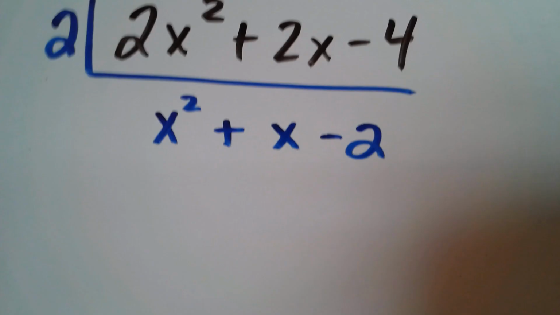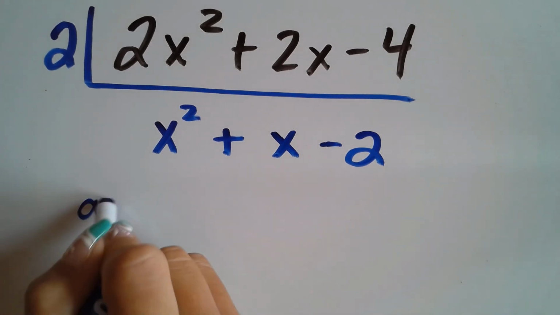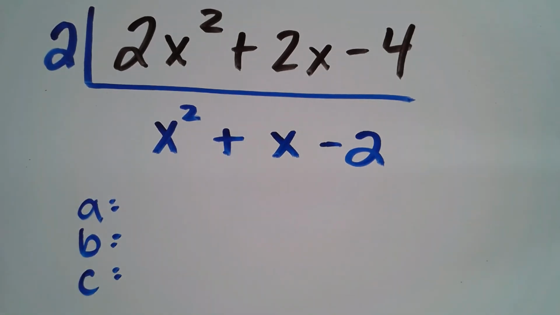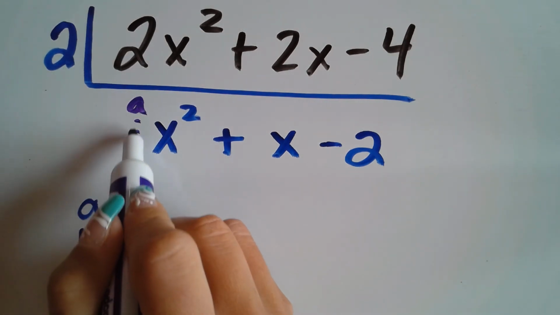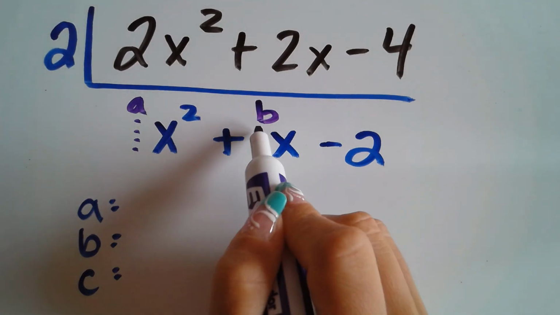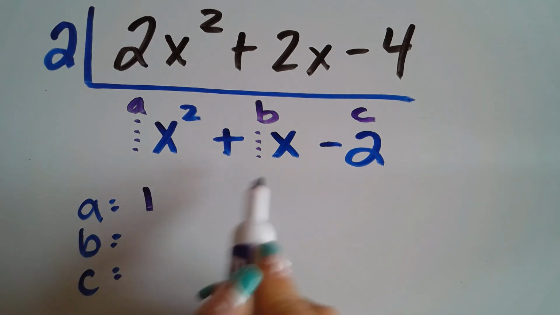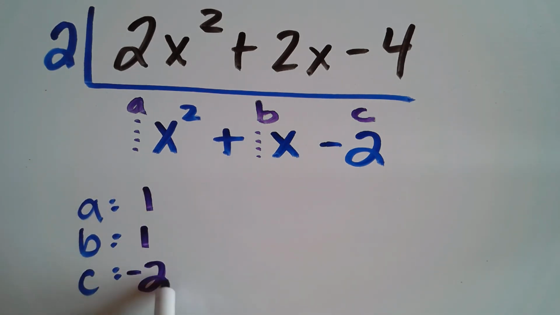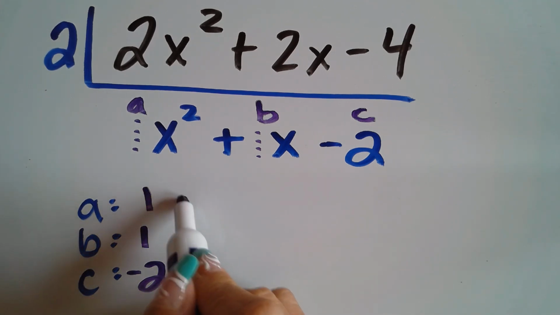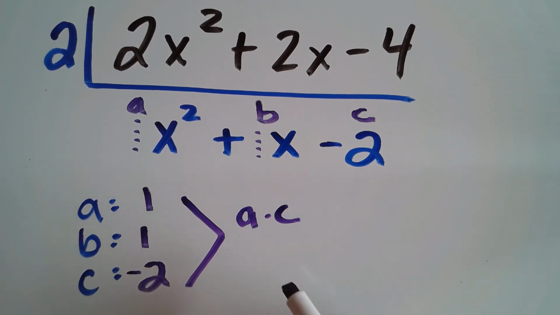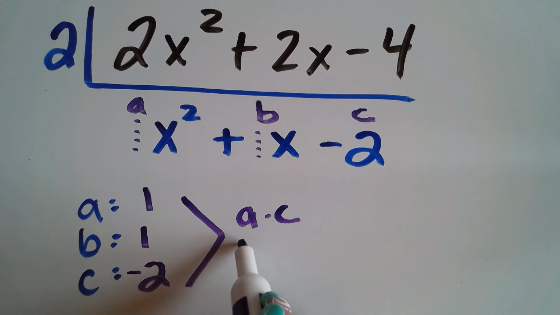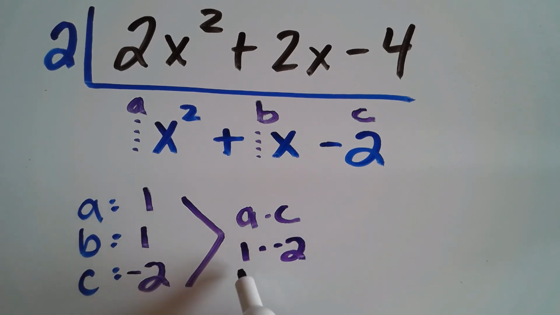So we are going to identify our A, B, and C. As we are seeing here, our A is going to be this one, which is our imaginary 1. Our B is going to be this one, which is also our imaginary 1. And our C is here. So our A is 1, our B is 1, and our C is negative 2. That brings us to step 2. We're going to do our A times C, and it's very important to find our A times our C. Our A is 1 times our C is negative 2, and 1 times negative 2 is negative 2.